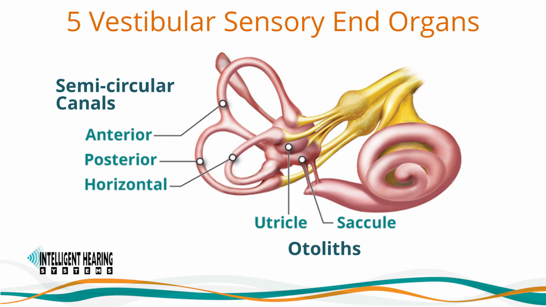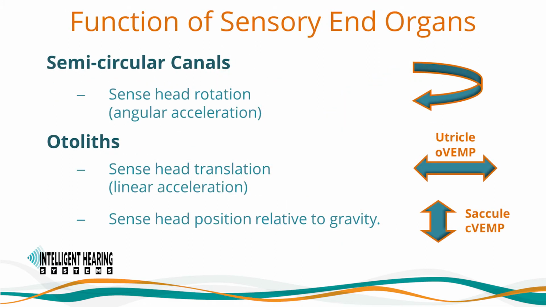The first 3 are part of the semicircular canals, and they are the anterior, posterior, and horizontal semicircular canals. The other 2 are part of the otoliths, and these are the saccule and the utricle, which is where we understand that the VEMP responses originate from. The function of the sensory end organs is as follows. Semicircular canals sense head rotation, while the utricle senses head translation, and the saccule senses head position relative to gravity.